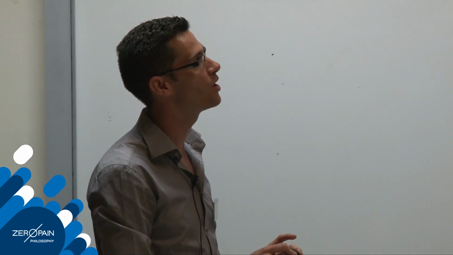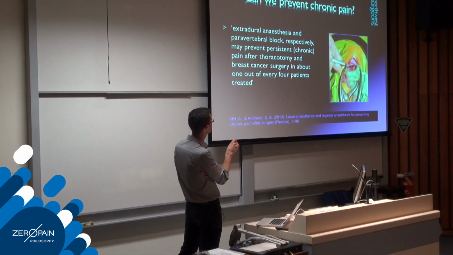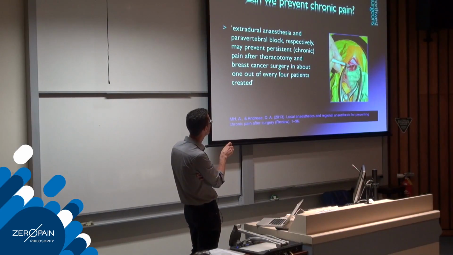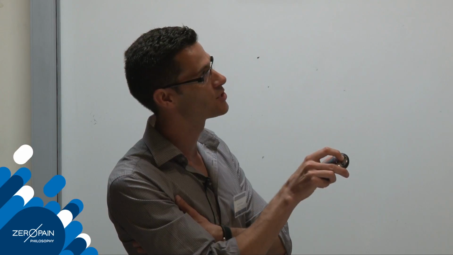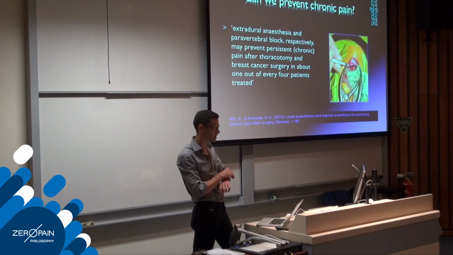There is some work emerging at the moment. The 2 conditions that have been studied have been thoracotomy and breast cancer surgery, and epidural anaesthesia or paravertebral block may prevent persistent chronic pain in 1 out of every 4 or 5 patients. So this was a meta-analysis, a collection of lots and lots of studies looking at those two specific areas. What we haven't got is anyone looking at orthopaedic surgery, and probably veterinary-wise, a lot of our caseloads can be made up of orthopaedic surgery.